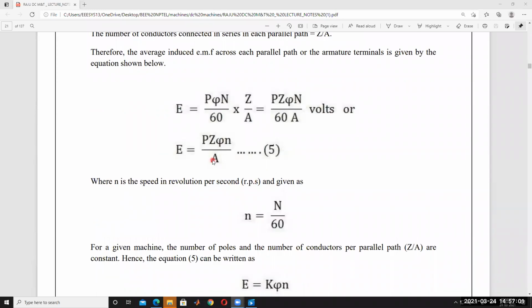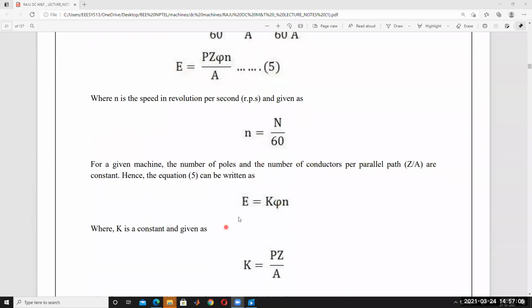Now the back EMF in generators. With T is equal to 60 by N, E is equal to back EMF is equal to K into phi into N. Here K is a constant, that is P Z by A. The number of poles is constant, the number of conductors is constant, and the number of parallel paths is also constant. These change only at the design stage.